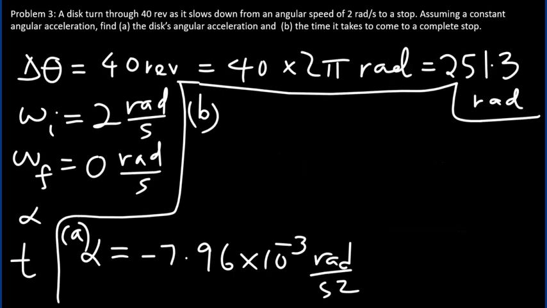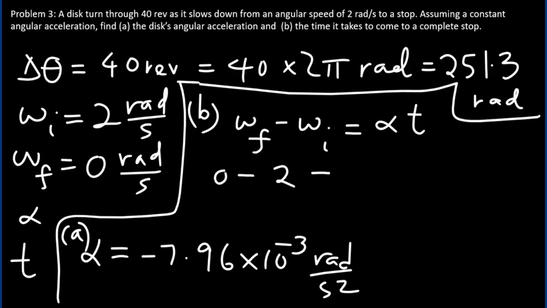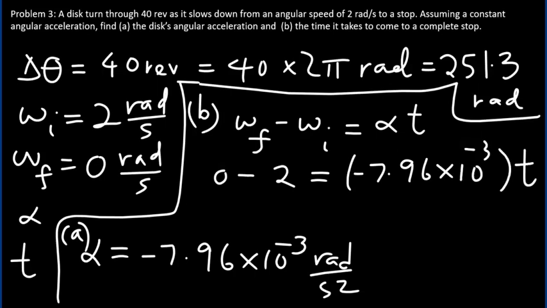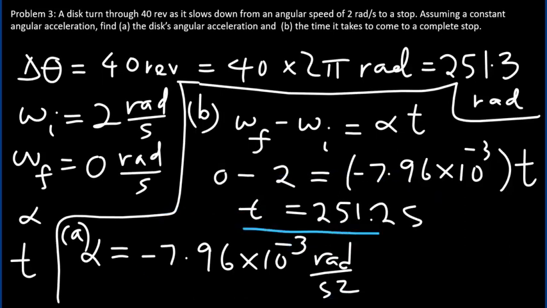The time it takes to come to a complete stop. Now this can be determined using the first equation of rotational kinematics, omega f minus omega i equals alpha t. Omega f is 0, omega i is 2, alpha is minus 7.96 times 10 to the power minus 3, and you can get the time it takes to come to a complete stop. And when you solve, you'll get 251.2 seconds. And that solves the problem.